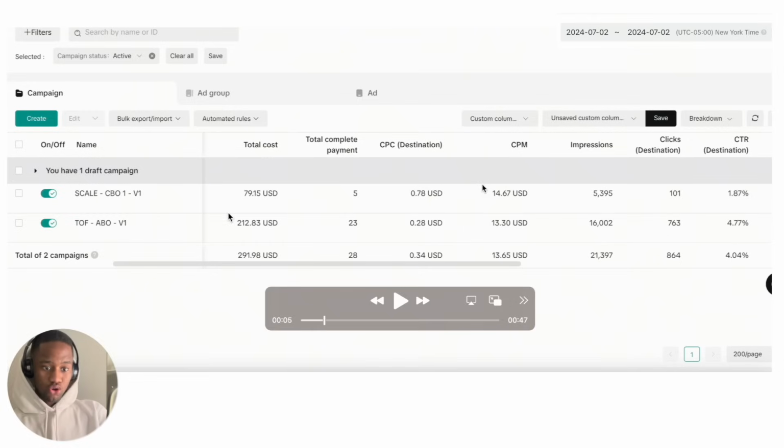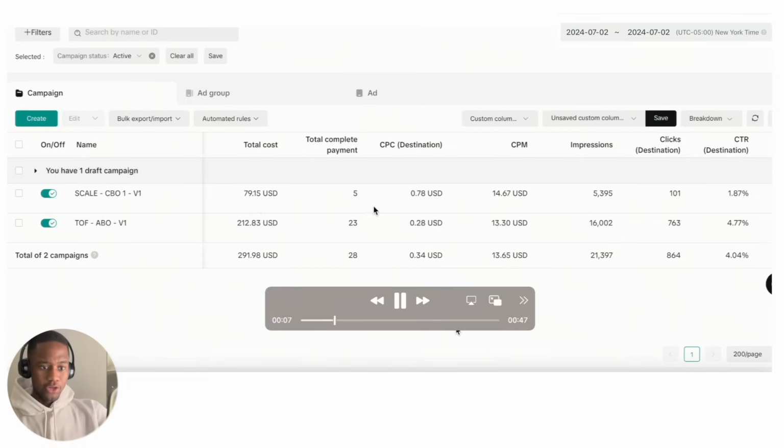The ABO is still crushing. If you look at this, I think this was taken closer to the end of the day. Looking at the total cost, $79 for the CBO, five people bought, and cost per click is 78 cents, which is still good. But compare it to the ABO: about $23, 23 people bought, and a 28 cents cost per click. Not even comparable. Look at the click-through rate, 4.77%.